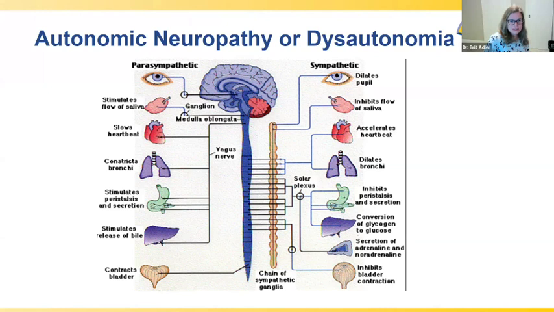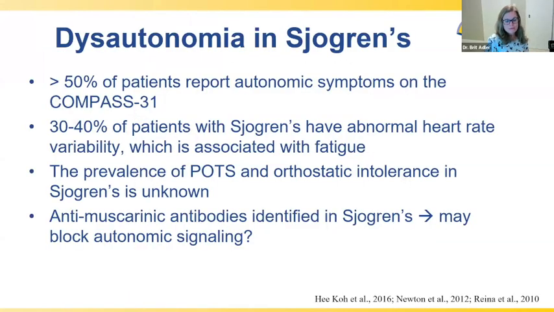And patients with Sjögren's can have involvement of their autonomic nervous system, and it can lead to a wide variety of complications. More than 50% of patients with Sjögren's report having autonomic symptoms on the COMPASS 31, which is an autonomic questionnaire. Some other studies have shown that 30 to 40% of patients with Sjögren's have abnormal heart rate variability, which is a measure of dysautonomia or autonomic dysfunction. And this is associated with the degree of fatigue that the patients experience.